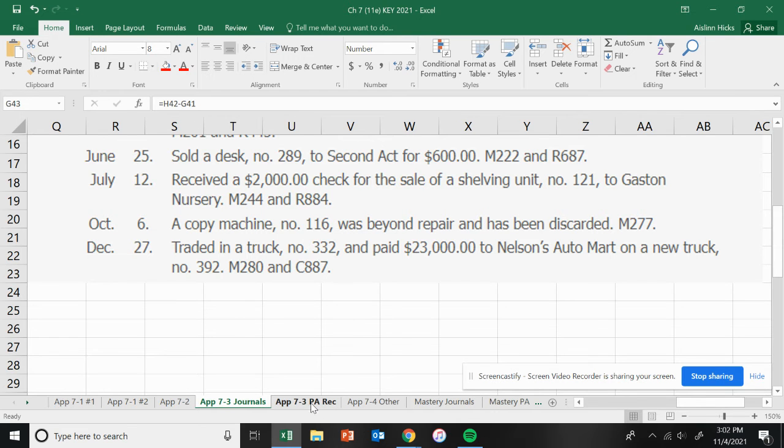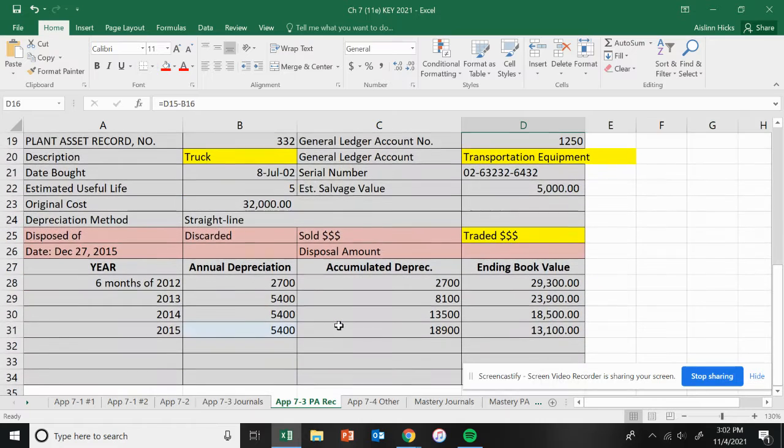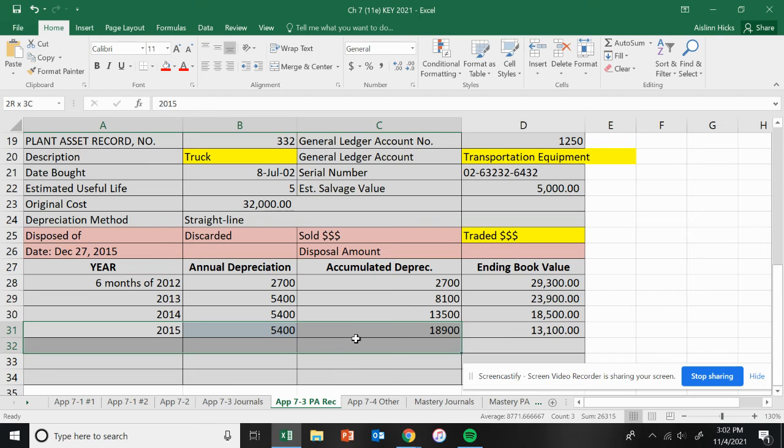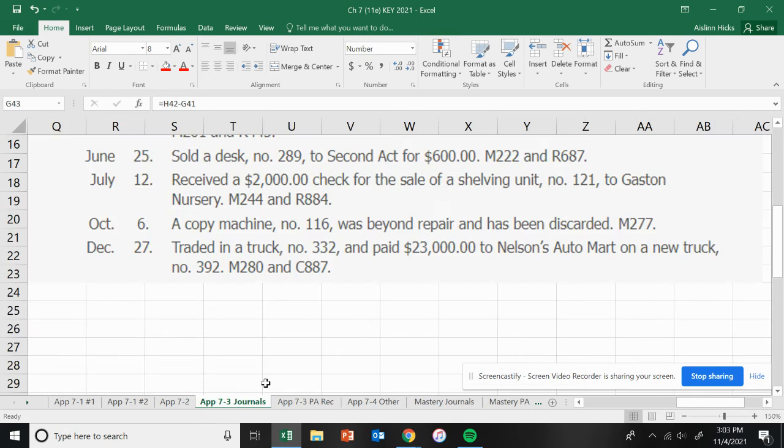So let's go ahead and jump to our new plan asset records and let's find our truck. Here's our old truck. We got rid of it December 27th. We've only had it for 2.5 years. So let's do a whole year of depreciation for 2015. Take this 5,400 and do additional depreciation for it. Okay, so here we go.